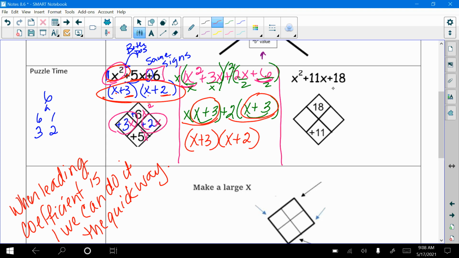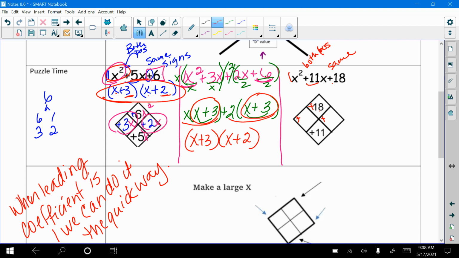So, quick way, I have the 1 times 8p is 8p. The b value is 11, goes in the middle. This is positive, so same signs, both positive. I know it's going to be a positive and a positive. They have to add up to 11.